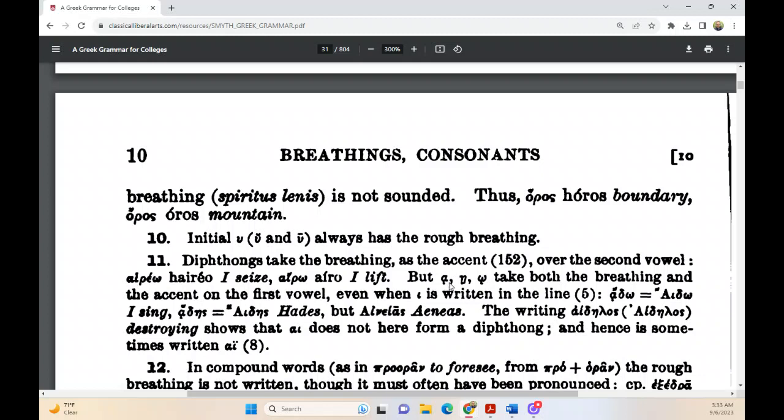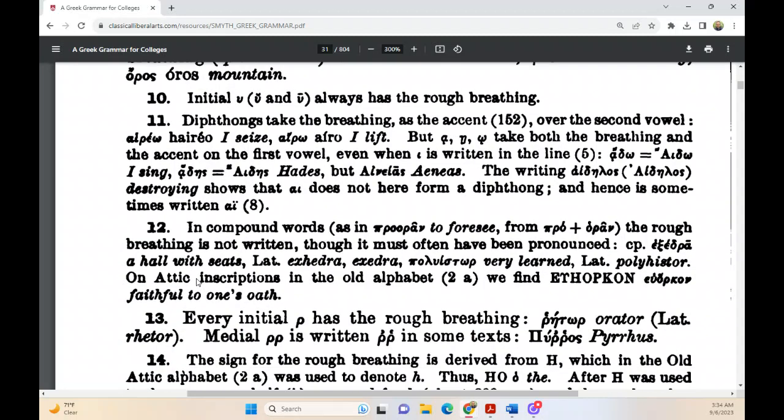Now, we've also got those improper diphthongs, which have the iota subscript, and they will simply have the breathing mark over the first vowel, which is the vowel that's actually written and read. So that's simple enough. That's the content of article number 11. It just talks about how breathing is shown for diphthongs.